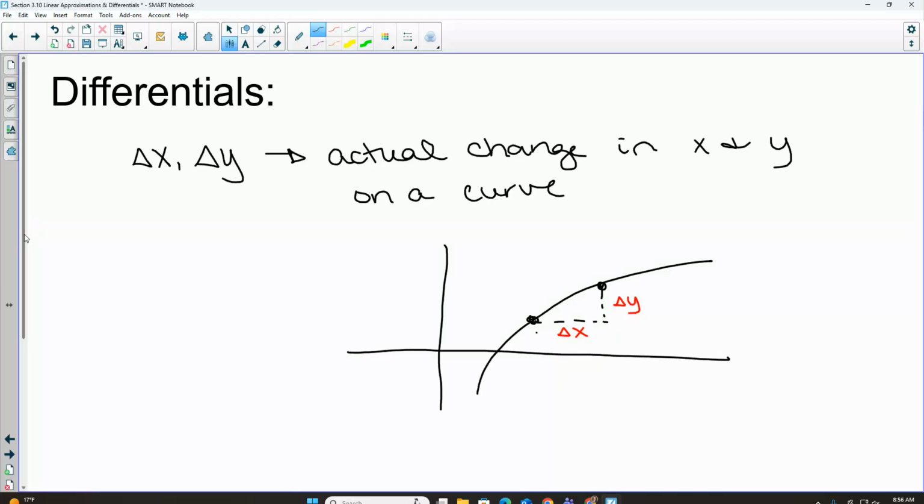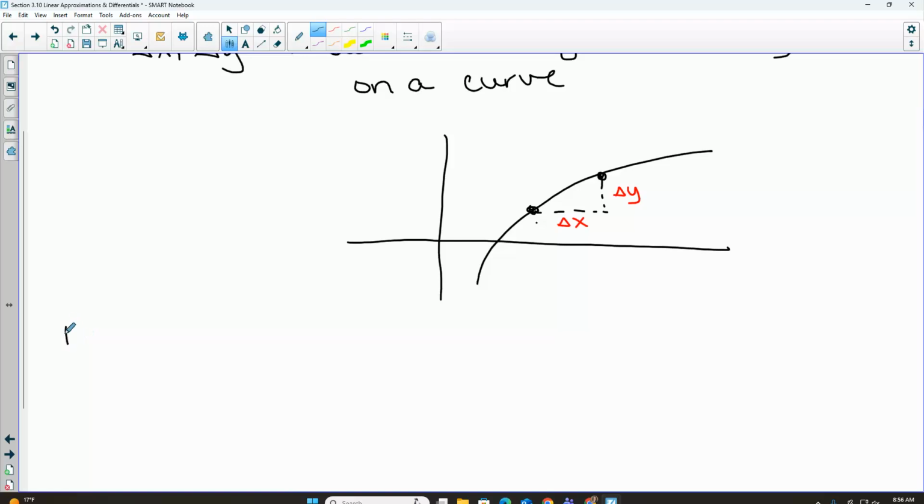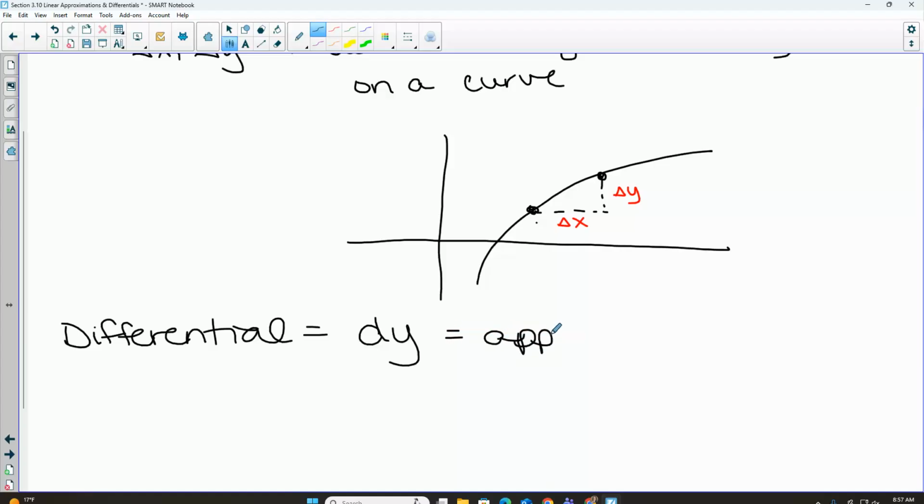When we see a differential, that is denoted with dy, and that is our approximation to the change in y.